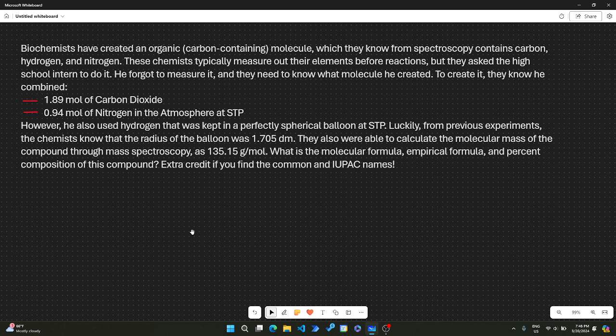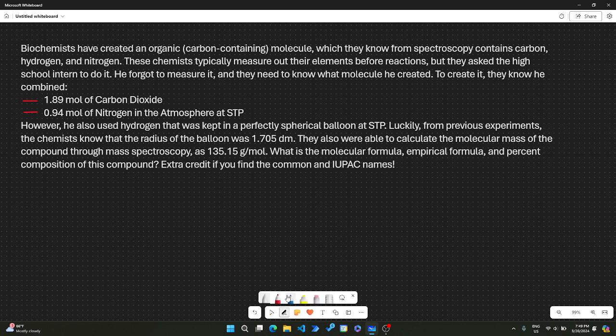1.705 decimeters. They were also able to calculate the molecular mass of the compound through mass spectroscopy as 135.15 grams per mole. What is the molecular formula, empirical formula, and percent composition of this compound? And there's extra credit, well, not really, if you find the common IUPAC names, which I will reveal in the description of this video.